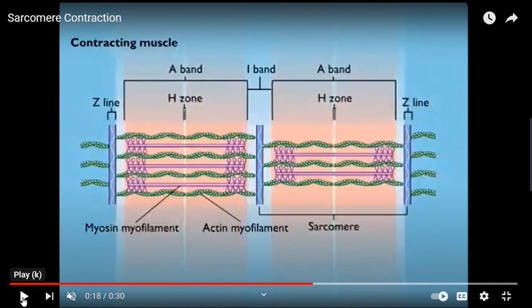So the actin, the green, it didn't get shorter. I mean, they came closer together, right? With actin, the end of one actin came closer to the end of the other actin, so they came closer to each other, but nothing got shorter.